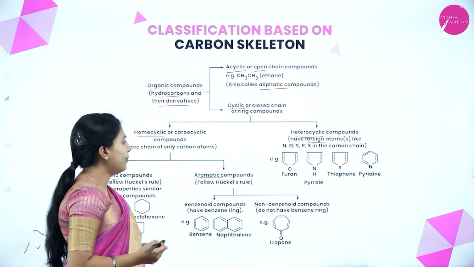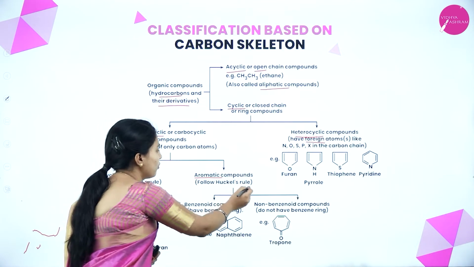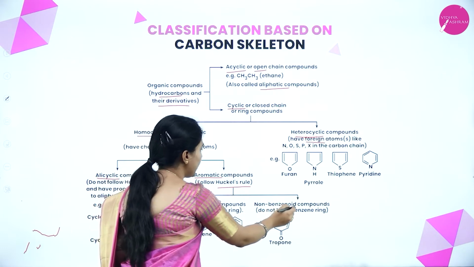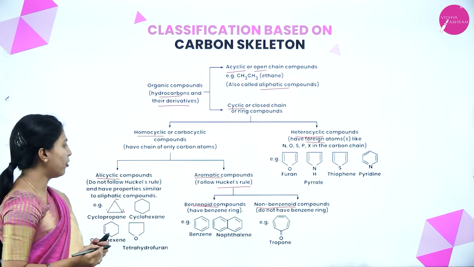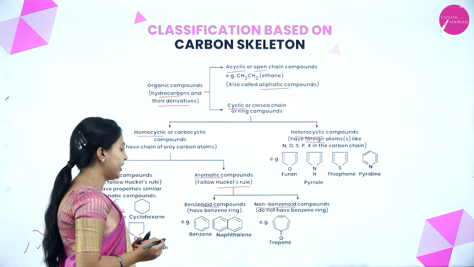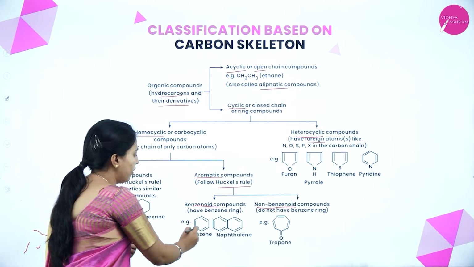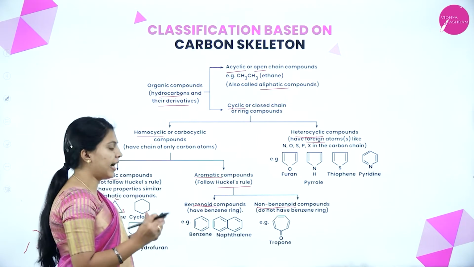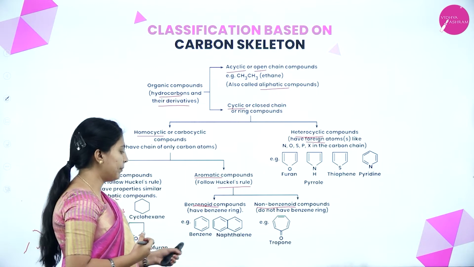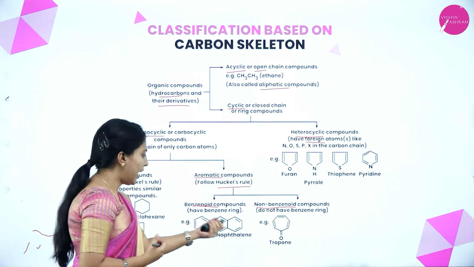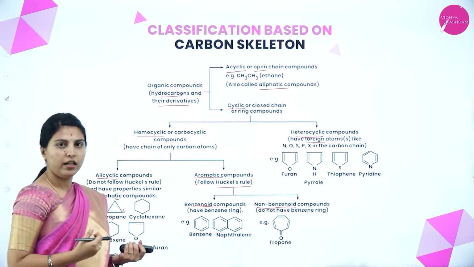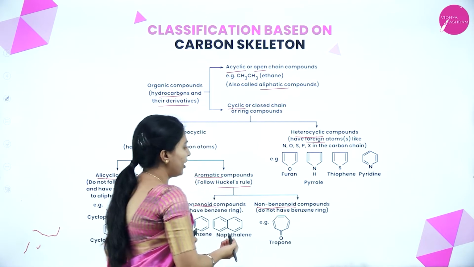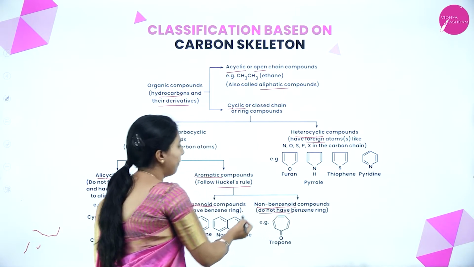Here once again aromatic compounds, they follow Huckel's rule and are further divided into benzenoid compounds and non-benzenoid compounds. What are benzenoid compounds? They have a benzene ring. See here, this is benzene, but in another compound also, you see it contains only benzene rings attached to one another. If it has one benzene ring, that is benzene. If it is 2, that is naphthalene. And if it is 3, that is anthracene, like that. This is a non-benzenoid compound. It doesn't have the benzene ring.